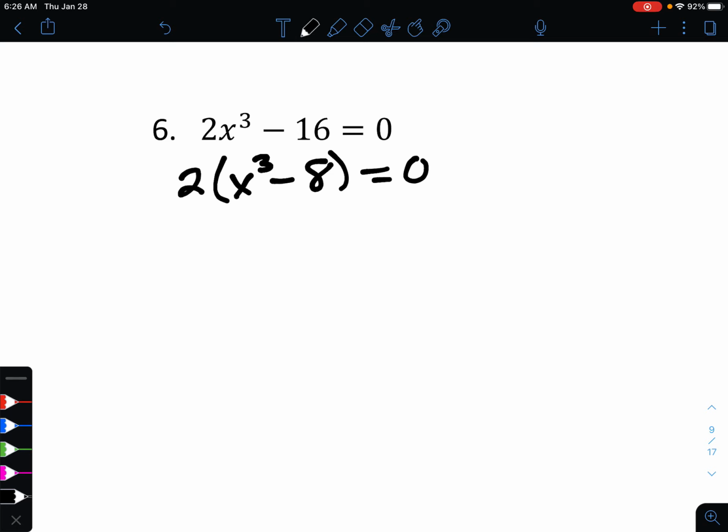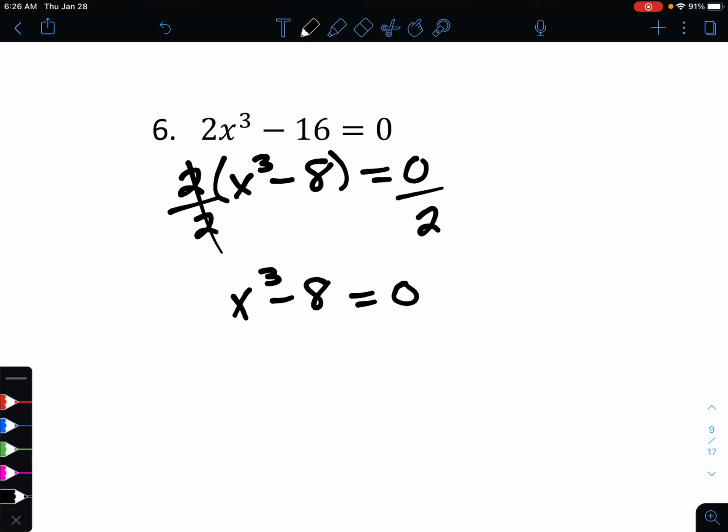Now, unlike on number 2 for our examples where we would not divide by a variable, it is okay to divide by a number. Remember, it wasn't okay to divide by the variable because we didn't want to divide by 0. But in this problem, if you want to go ahead and divide both sides by 2, that would be okay. On the left side now, we'd have x cubed minus 8. On the right side, 0 divided by 2 is just 0.